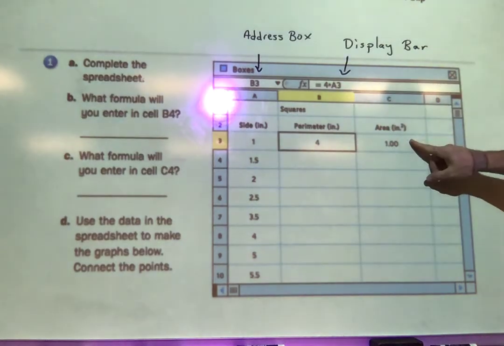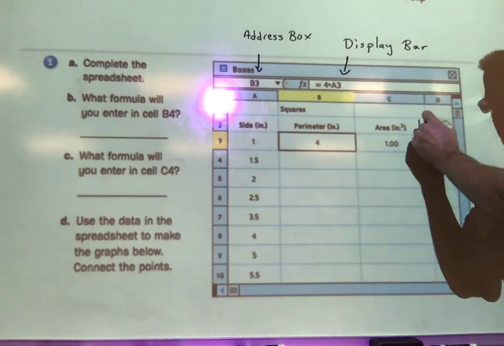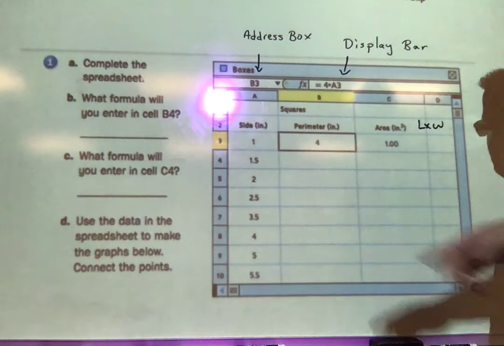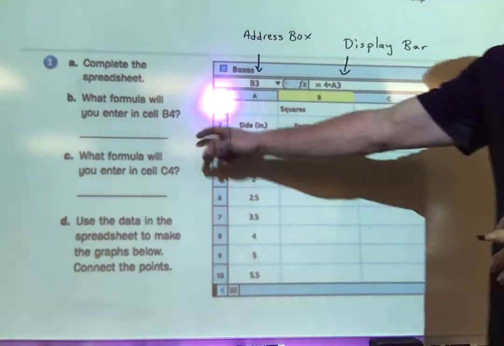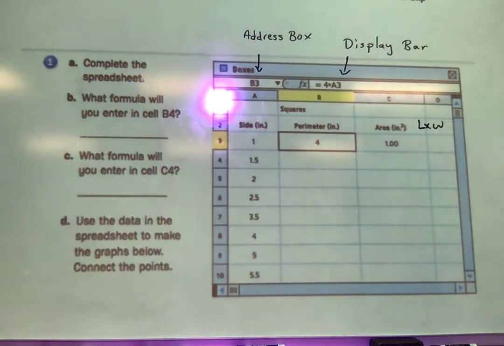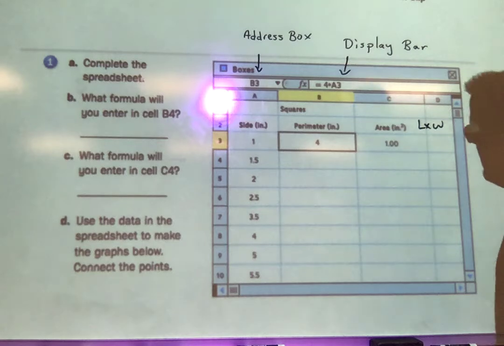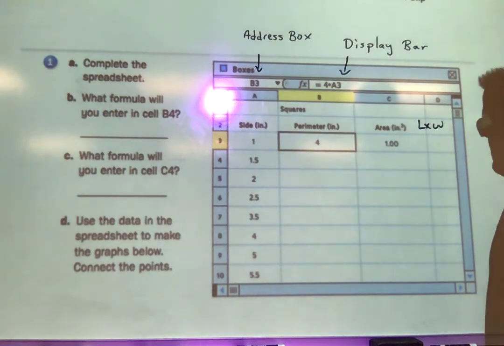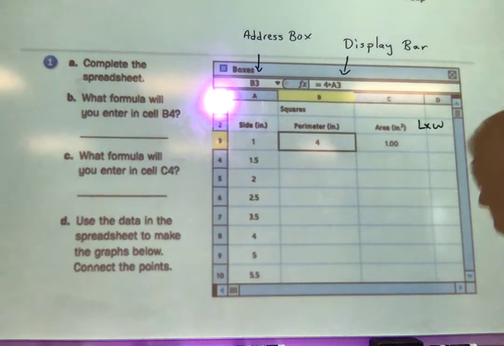Now if I want to find the area, okay, the area we know is length times width, right? Length times width, or side times side, because they're the same. So I'm going to have a different formula for that. We're going to talk about this here in a little bit. So to complete the spreadsheet, we'll do that in a second. You guys were doing that calculating, but we'll show you another one and we'll write those in. But technically we want the spreadsheet to do it for us.